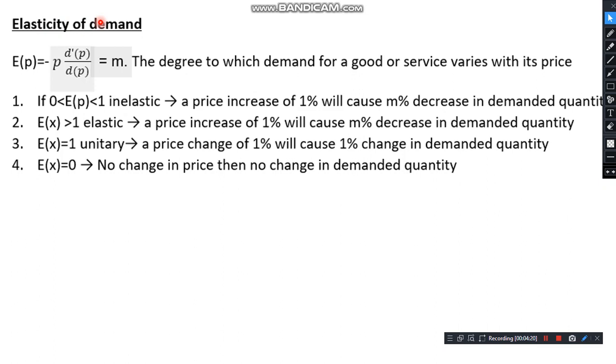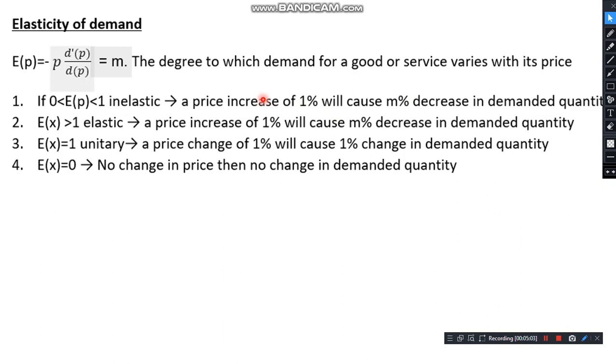Elasticity of demand, you took it maybe in economics, and it means how the market will react according to the change in the price. Elasticity of demand E of P is minus P D prime P over D of P, which is a value m. This value is the degree to which demand for a good or service varies with its price. If the answer E of P is between 0 and 1, we say inelastic. It means we don't have that much change. So a price increase of 1% will cause, since the number is between 0 and 1, a 0 point something percent, or m%, decrease in demanded quantity.